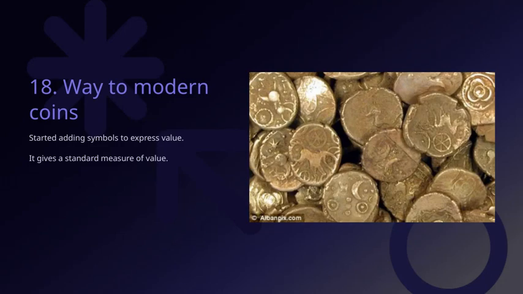So, this slide highlights how the concept of value has been measured in different ways over time. It gives us a standard way to understand and compare the worth of different items or currencies. Early on, people started adding symbols to represent value, which was a significant step toward more organized and recognizable forms of currency. And when we look at the evolution of money, it's fascinating to see how we moved from simple barter systems to these modern coins that incorporate symbols and markings, making transactions more straightforward. This development reflects our ongoing efforts to make trade easier and more efficient, tying into the broader theme of how money has evolved to serve our changing needs.